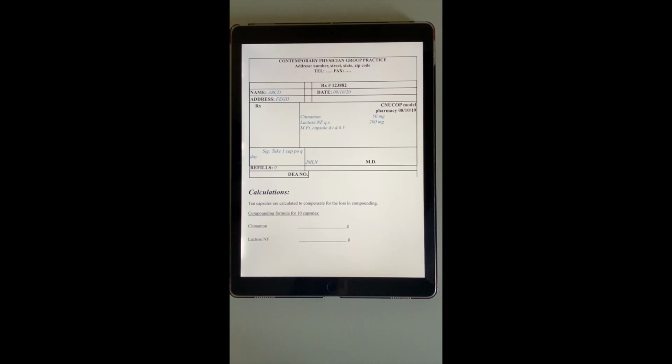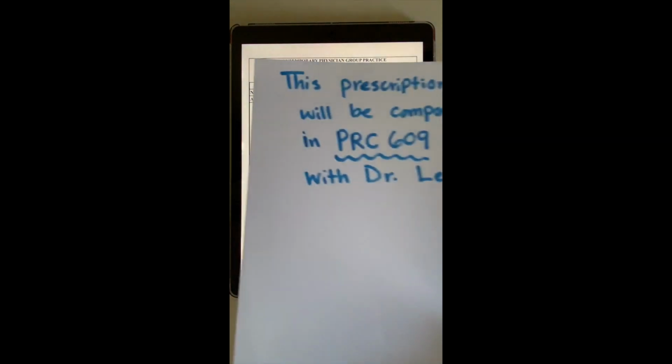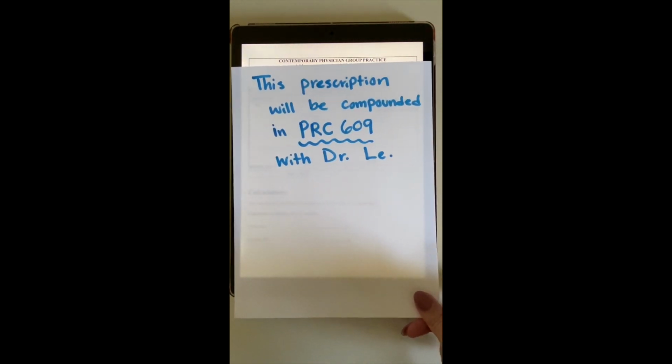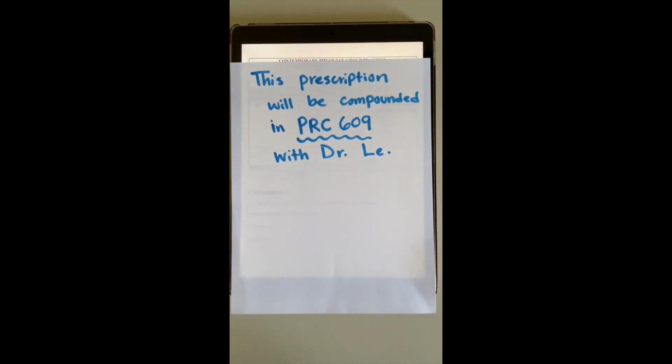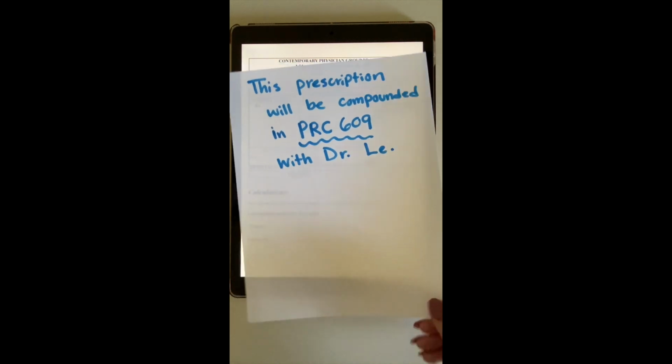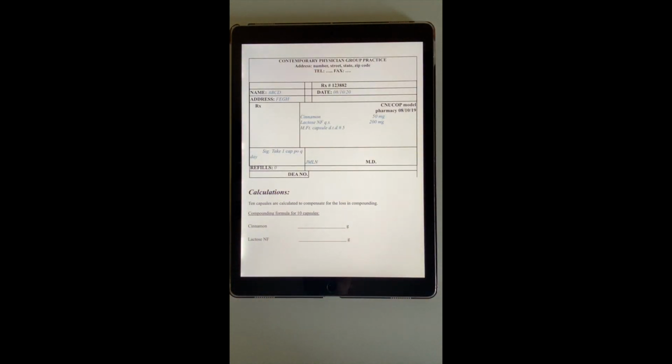I will explain how to calculate a capsule prescription. This prescription will be compounded in PRC 609 with Dr. Lay. So it is important to know how to do this calculation before you go to the compounding lab. As you can see on the screen, you have been given a prescription.